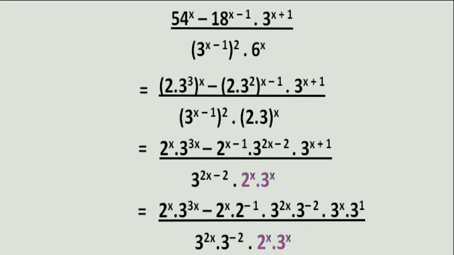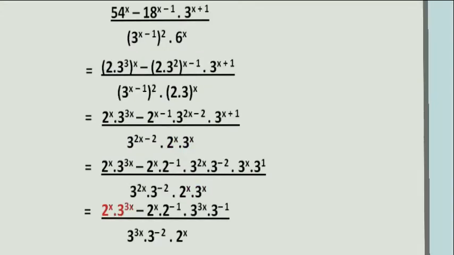We can tidy this up a bit by applying the first law of exponents, which states that when multiplying equal bases, we add the exponents. So, we have 2 to the x times 3 to the 3x minus 2 to the x times 2 to the minus 1 times 3 to the 3x times 3 to the minus 1, all over 3 to the 3x times 3 to the minus 2 times 2 to the x.